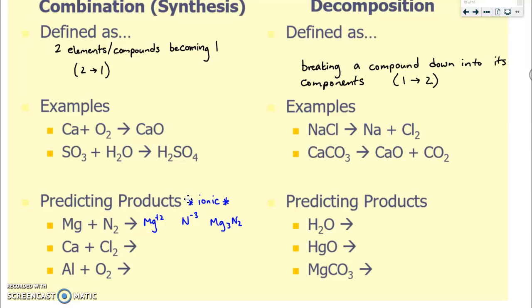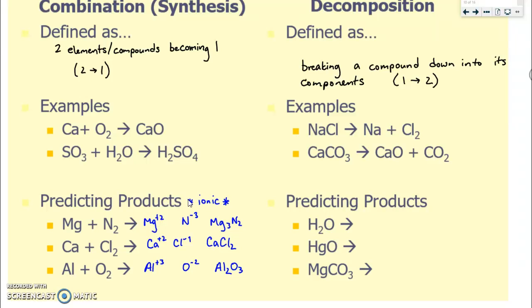Please pause the video and try the other two. Here are the 2 answers you should have gotten. You disregard the diatomic portion, so that 2 on the end, Cl and O, and just look at them as if they were ions, and then you cross your charges.